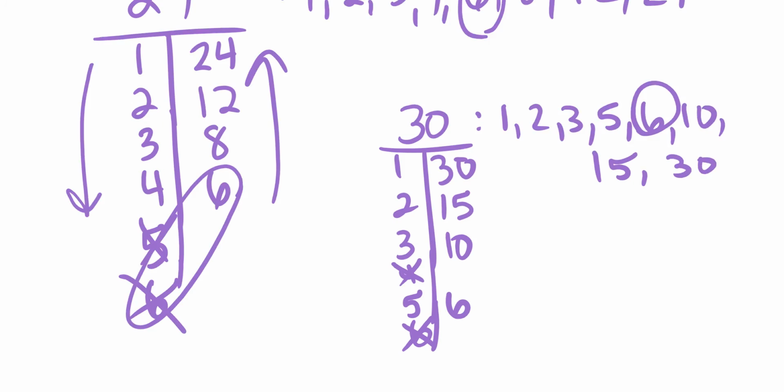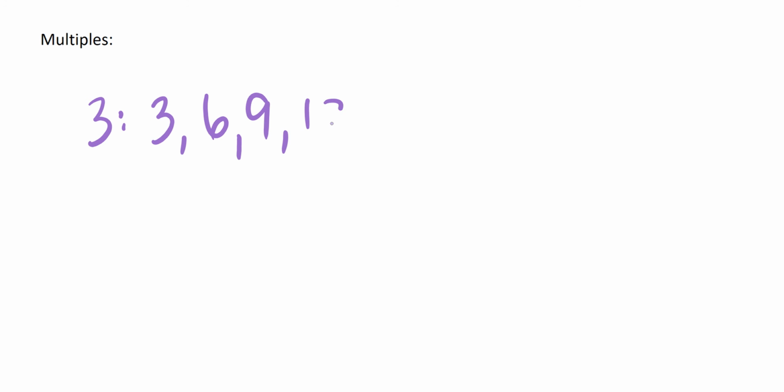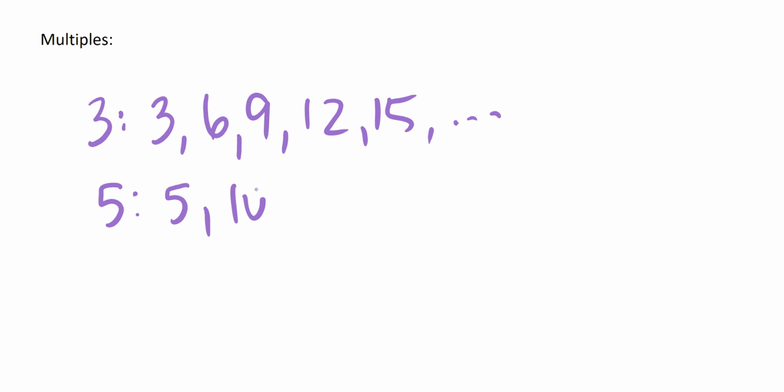So those are factors. Now let's look at multiples. The best way to describe this is through example. If I have 3, the multiples of 3 are 3, 6, 9, 12, 15, and so forth. If I take 5, the multiples are 5, 10, 15, 20, 25, and so on.